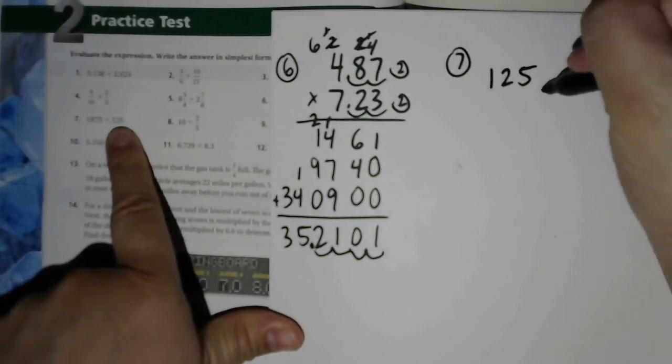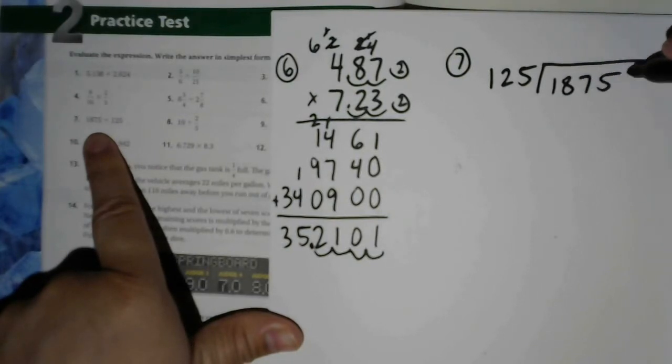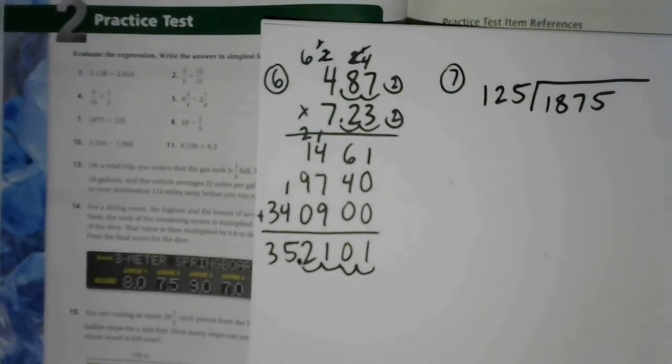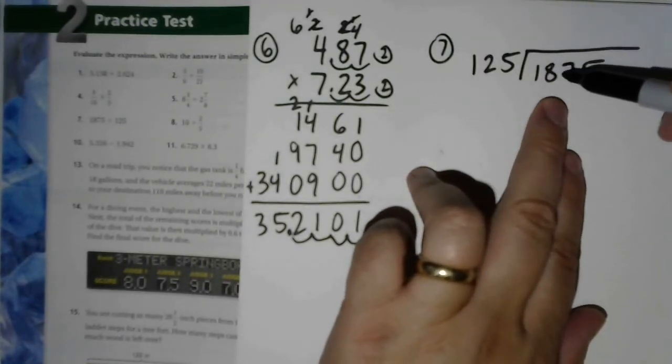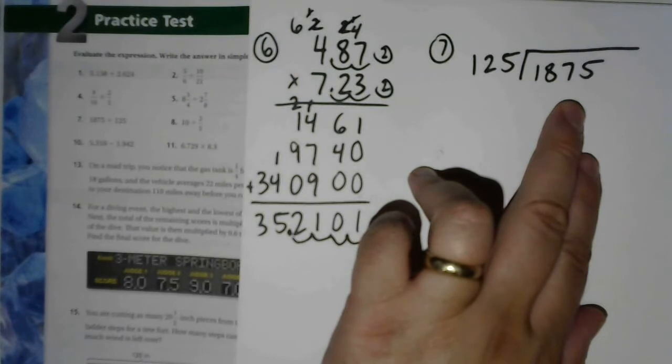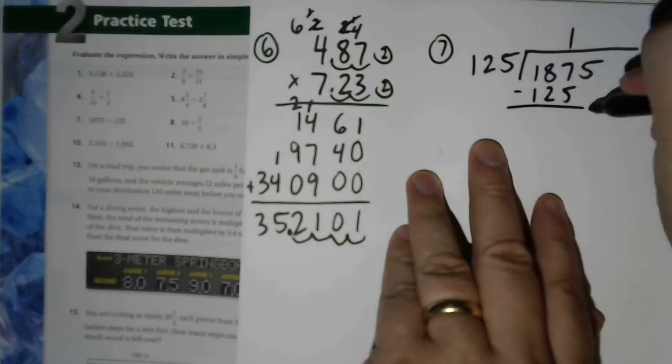So 125 is our divisor, and the dividend is the first number, 1875. Whew. Okay, let's do some division. 125 doesn't go into 1, doesn't go into 18. It does go into 187. That would be 1 time. So I put 125 and subtract.